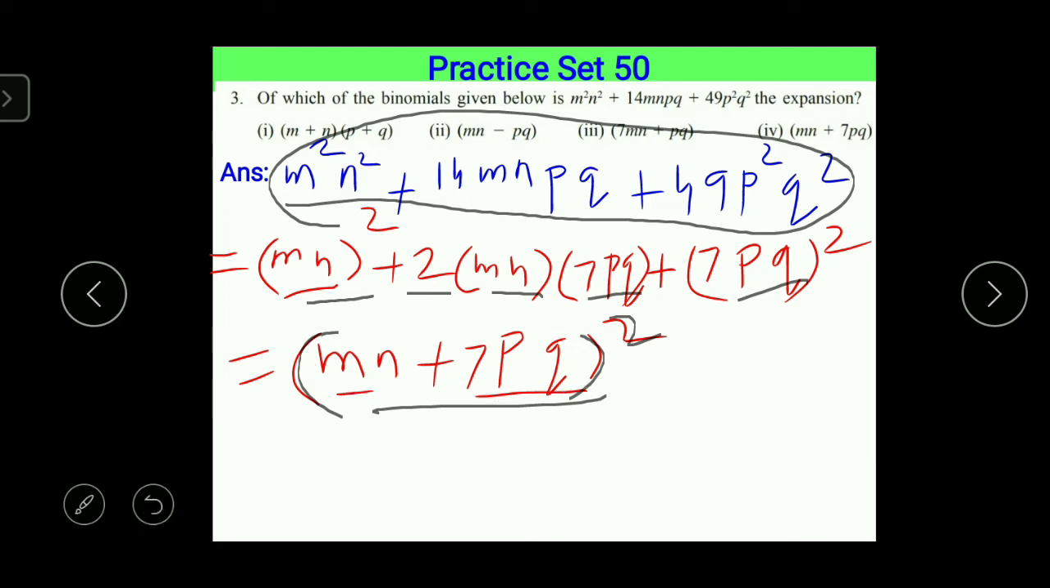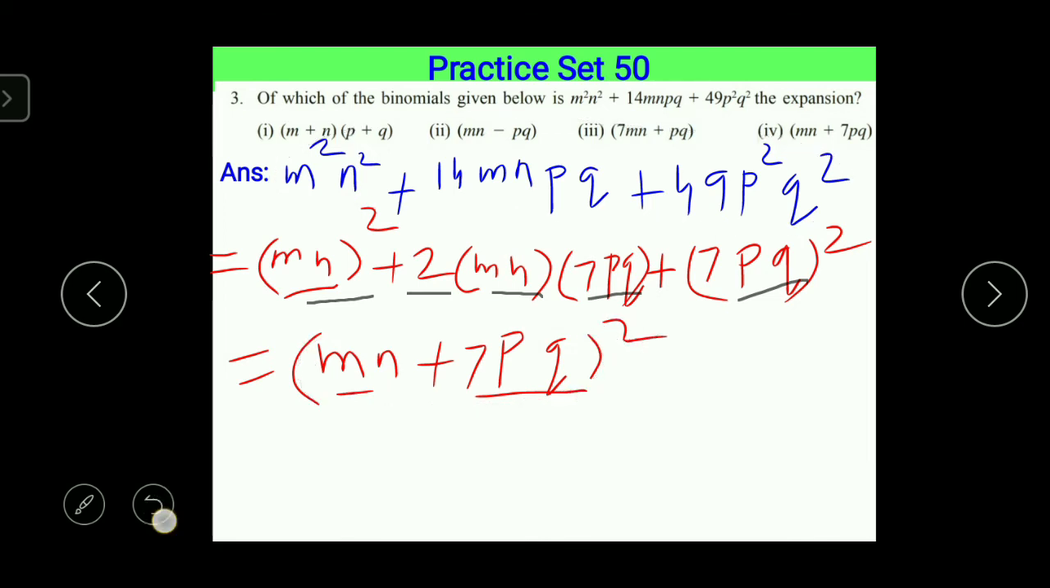So our answer is the fourth option, students. The fourth option is the answer. And it is mn + 7pq. I hope you must have understood, students. So this is your solution. This is your answer. If there is any doubt, you will be able to see it. I'm going to upload it on YouTube. You will be able to see this video again. Is it clear, students? You will be able to revise it 2-3 times if you want to see.